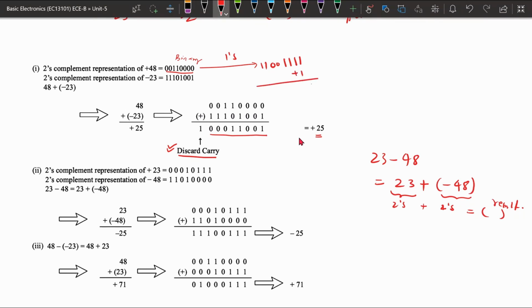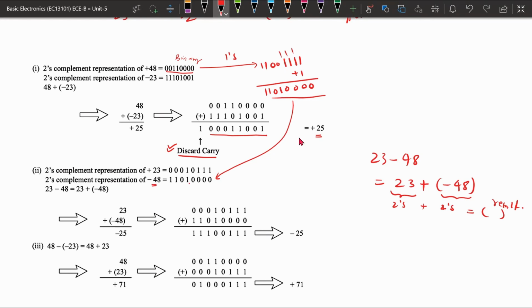So 1 plus 1 is 0, with 1 carry. Again 1 plus 1 is 0, 1 carry; 1 plus 1 is 0, 1 carry; 1 plus 1 is 0, 1 carry is 1, then 0 1 1. So this is the representation, the 2's complement of 48. This will represent minus 48. The 2's complement of any number takes it to the negative number. So this is minus 48.